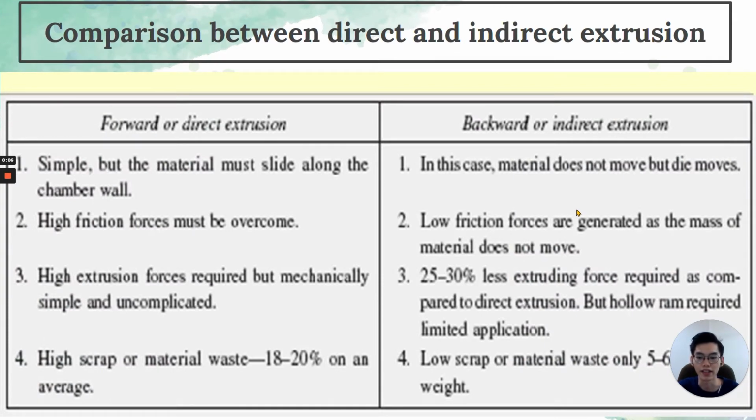Firstly, the material is slid along the chamber wall in direct extrusion. The material does not move during indirect extrusion, but the die moves. Because of this, lower frictional force is generated in indirect extrusion, but high frictional force must be overcome in direct extrusion. Due to less frictional force, lower extruding force is required in indirect extrusion as compared to direct extrusion. Lastly, direct extrusion will result in high material waste, while indirect extrusion will result in low material waste.